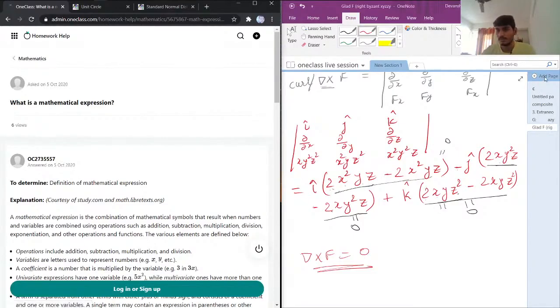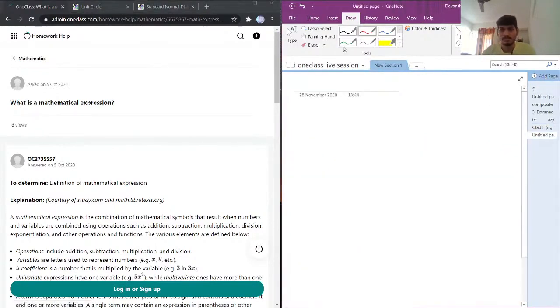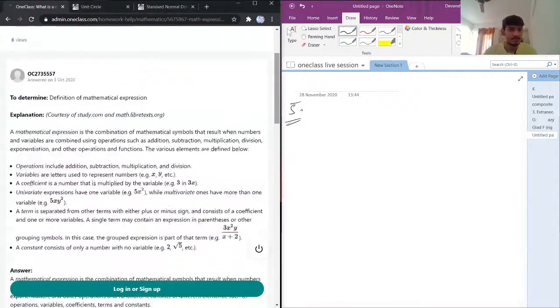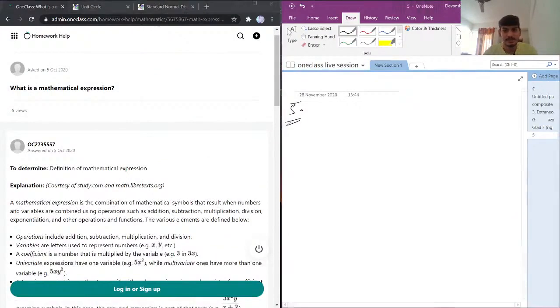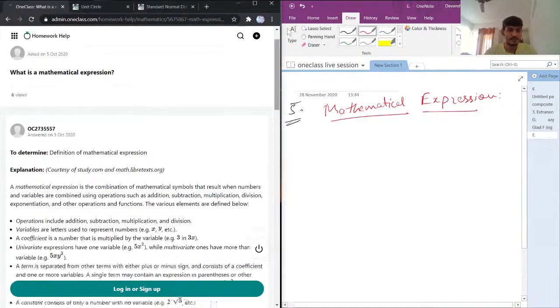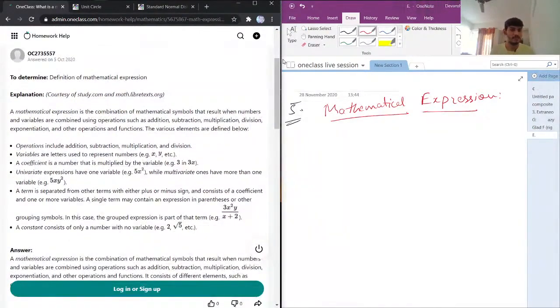So we will move to the next question, question number 5. The question is mathematical expression. My M is not looking good, I'll just rewrite it. Mathematical expression. Let us see what the solution is given. So, definition of mathematical expression.